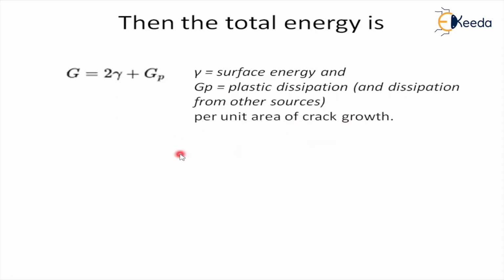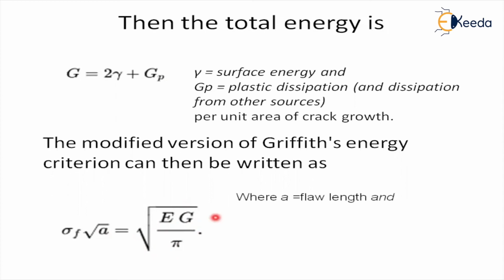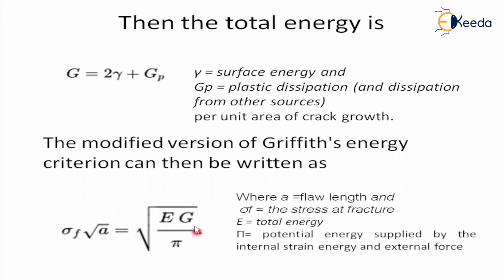Finally, the modified version of Griffith's energy criterion, which is the main formula, can also be written in another form: sigma f times the square root of A equals the square root of E G divided by pi. Here, A stands for flaw length, sigma f stands for the stress at fracture, E stands for the total energy given by Griffith, G stands for the energy given by Irwin, and pi stands for potential energy supplied by the internal strain energy and external force. This is the modified Griffith energy criterion, or modified Griffith's formula, given by Irwin.